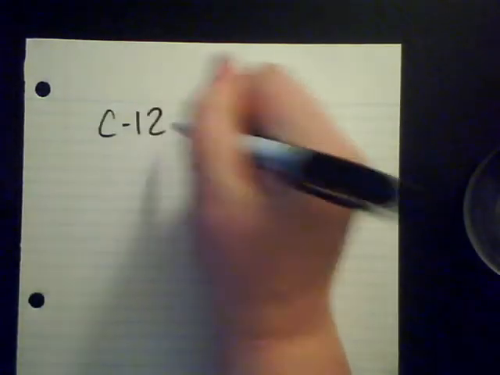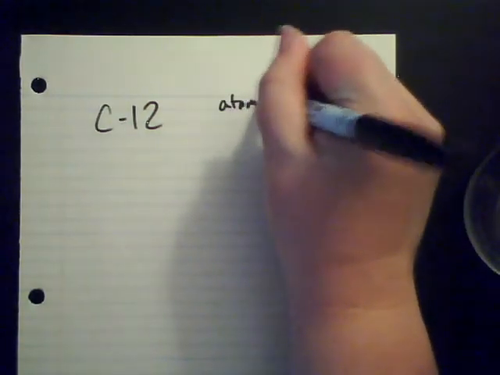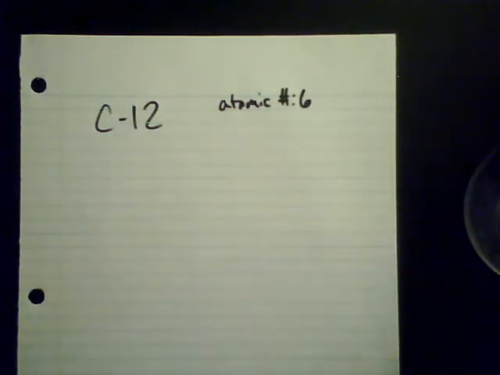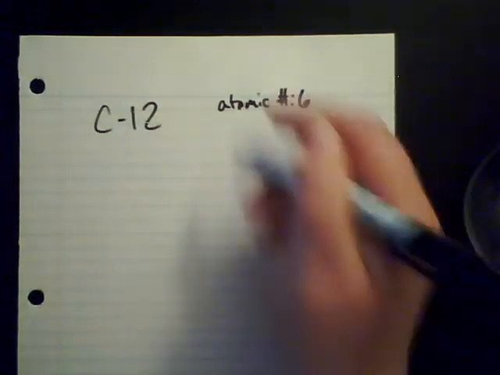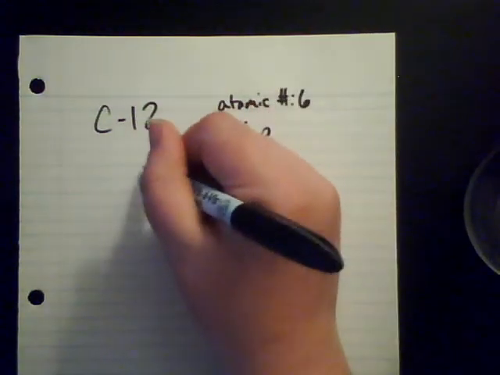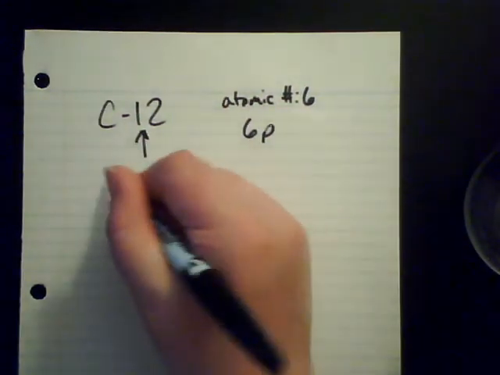I'm going to get a fresh piece of paper. So C12. If we go back to our box on the periodic table, our atomic number for carbon is 6. That tells us that there's 6 protons in the nucleus. And that's what we get from the atomic number. This 12 here is your mass number. This is the total number of protons plus neutrons.